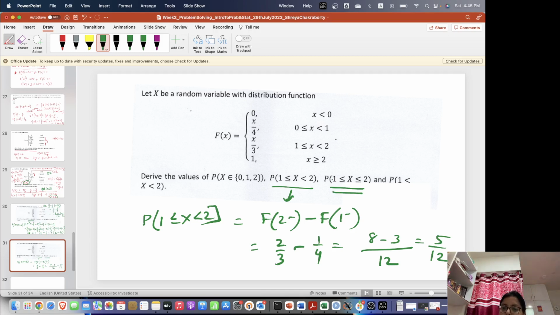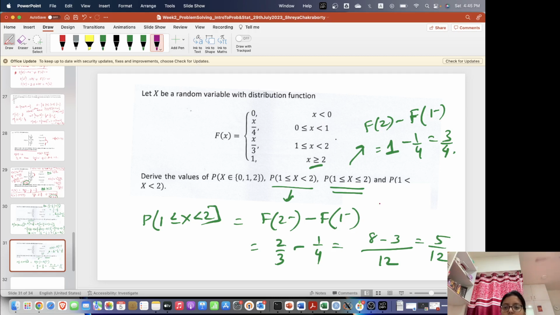This one, 1 less than equal to x less than equal to 2. This will be f2 minus f1 minus. So f2 is 1 and 1 minus is 1 by 4, that is 3 by 4.